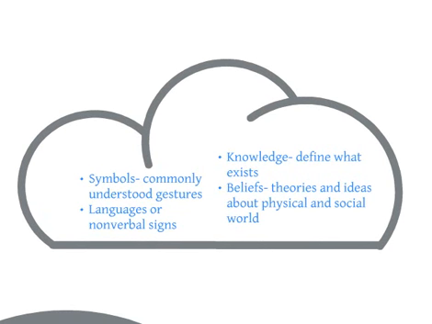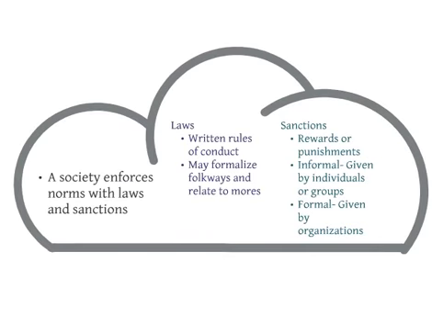Knowledge attempts to define what exists or the reality of the world. Lastly, beliefs are theories and ideas about the nature of the physical and social world. Not all beliefs can be proven. A society has to enforce norms with laws and sanctions.